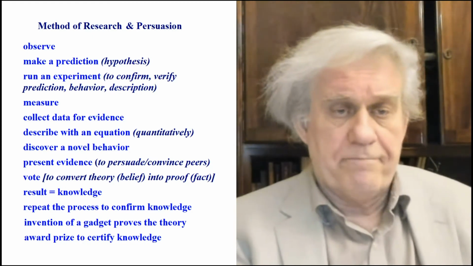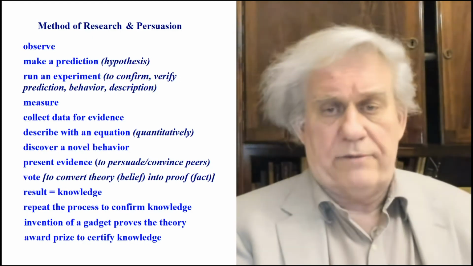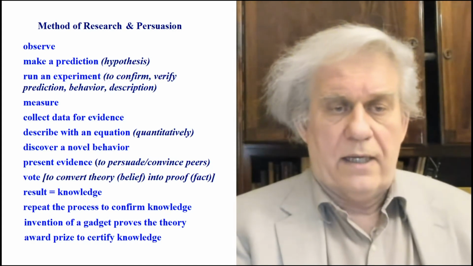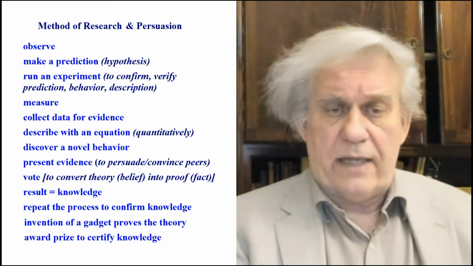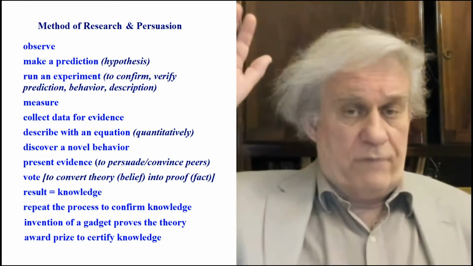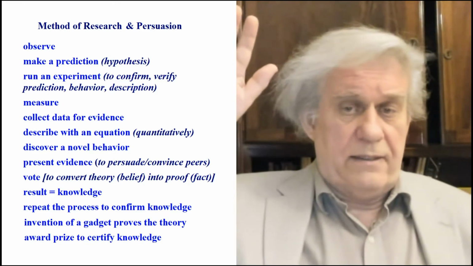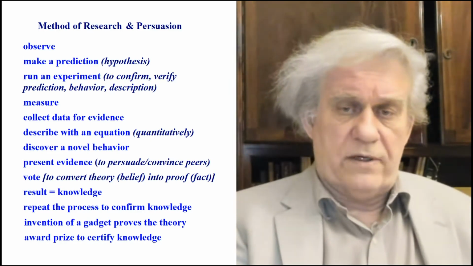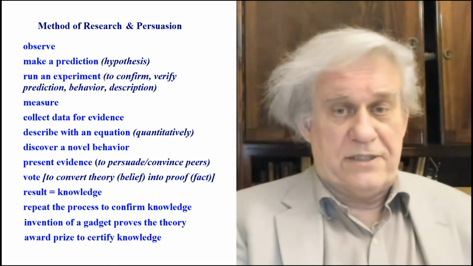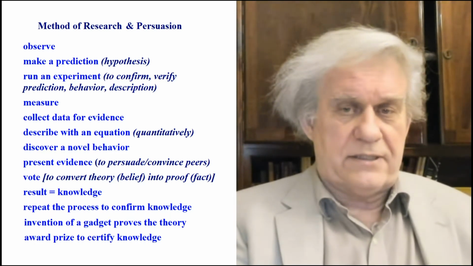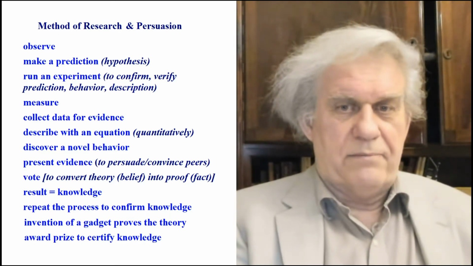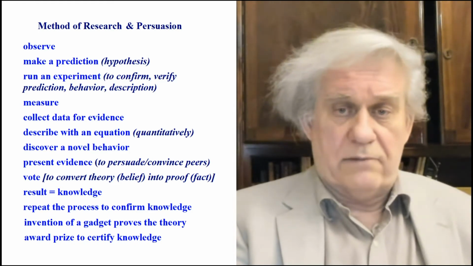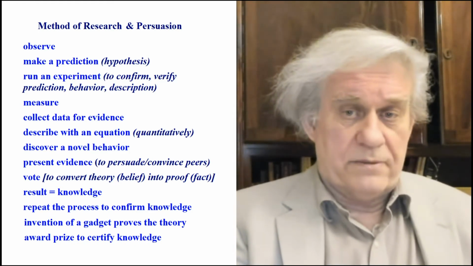For persuading. Discover a novel behavior. Okay, so you discovered a novel behavior, something you haven't noticed before. So you present evidence, again to persuade and convince. People vote. This is part of this method, that's the persuasion part. People vote, and they say okay, 50% plus 1 voted for your theory, for your hypothesis, which is a tentative theory in some cases. Now it becomes a theory with more evidence, and at some point, I guess it becomes proof. I don't know what percentage, maybe 50 plus 2%.